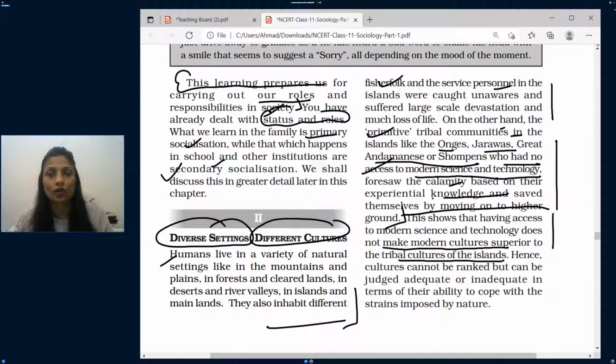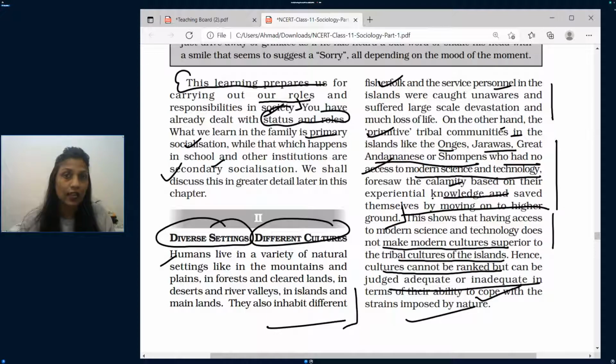Okay, so modern technology or modern information which we have does not make the culture, but yes, technology of course helps in making civilization. That's what we have to understand. So cultures cannot be ranked, but can be judged in terms of their ability to cope with the stresses imposed by nature. We create culture because we have different social needs and different biological needs, and if our culture can provide satisfaction to those needs, then we can say that this culture is nice.